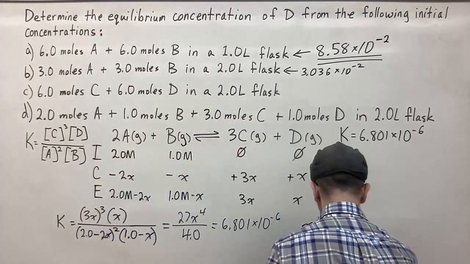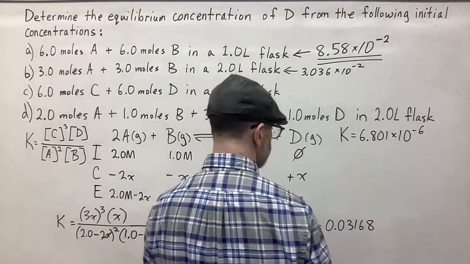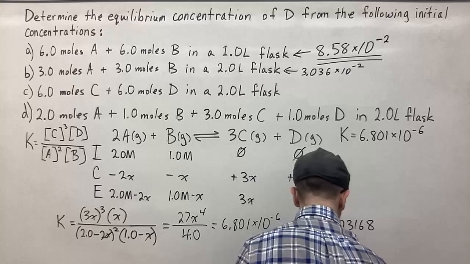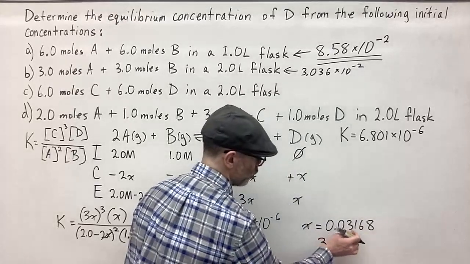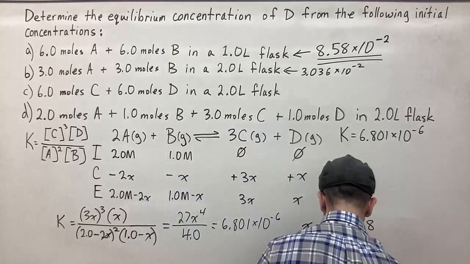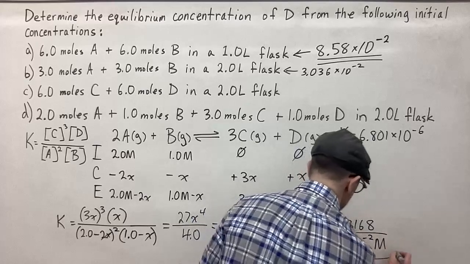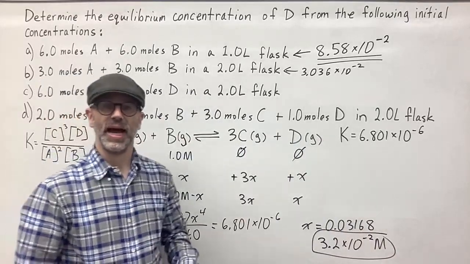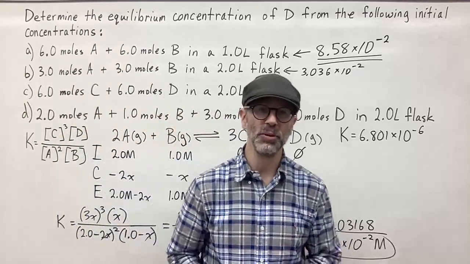0.03168, which means if I write this in scientific notation, it will be 3.2. And I'm going to round this to 2 sig figs, so 0.03168 becomes 0.032. So 3.2 times 10 to the negative 2 molar is going to be the concentration of D, because x is the concentration of D at equilibrium. And so that, ladies and gentlemen, is how you do these sorts of problems.